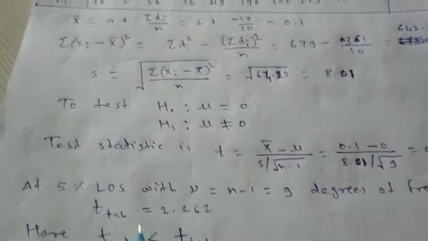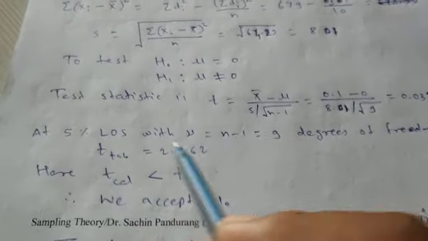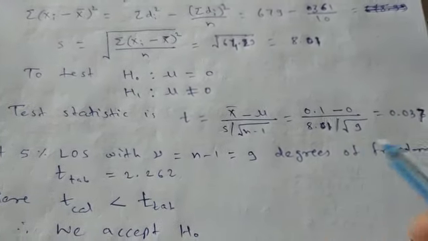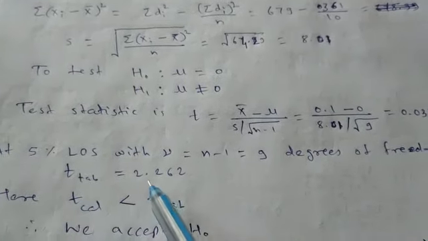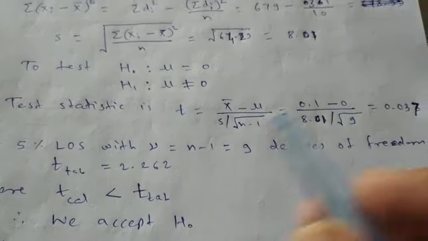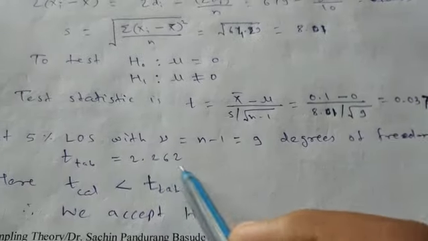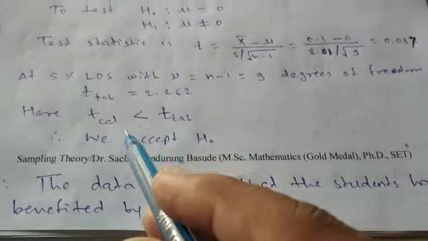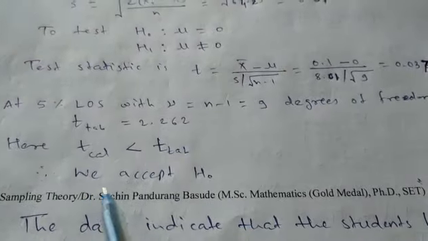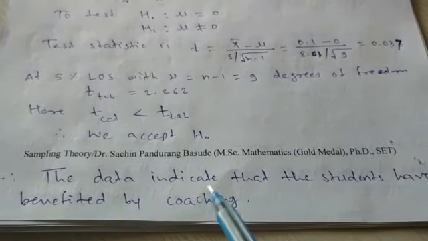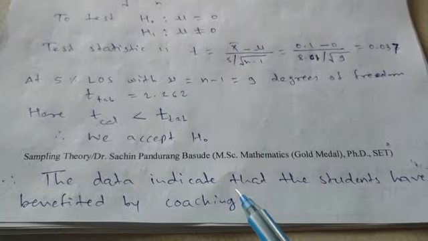Now level of significance is not mentioned. So at 5% level of significance with nu equal to 10 minus 1, which is 9 degrees of freedom, the tabulated value is 2.262. So calculated value 0.037, tabulated value 2.262. So here t calculated is less than t tabulated, therefore we accept H0, and accepting H0 means the data indicate that the students have benefited by coaching.